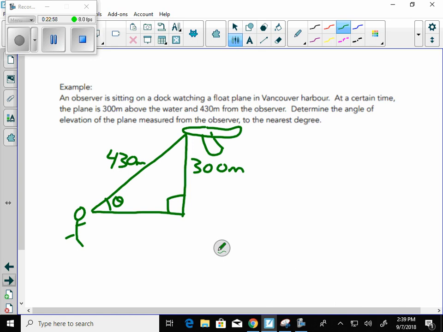Opposite over hypotenuse. Did I get this, or is that still wrong? Sine. Yeah. Good.